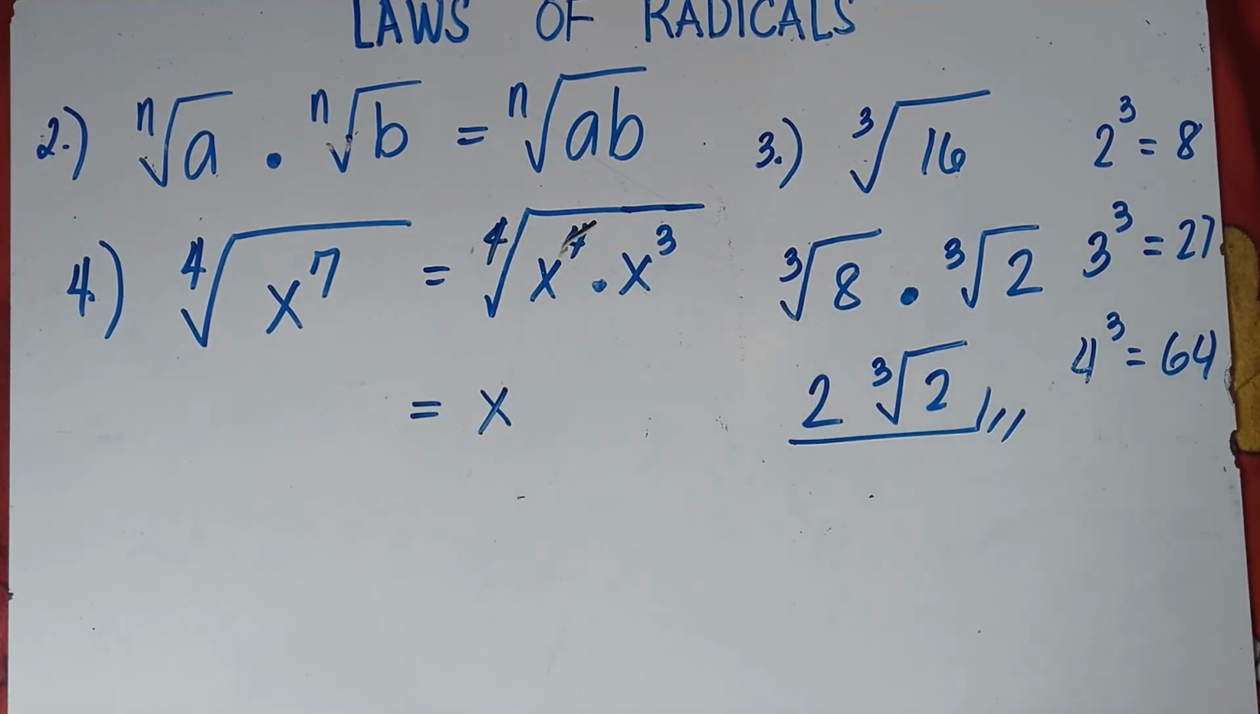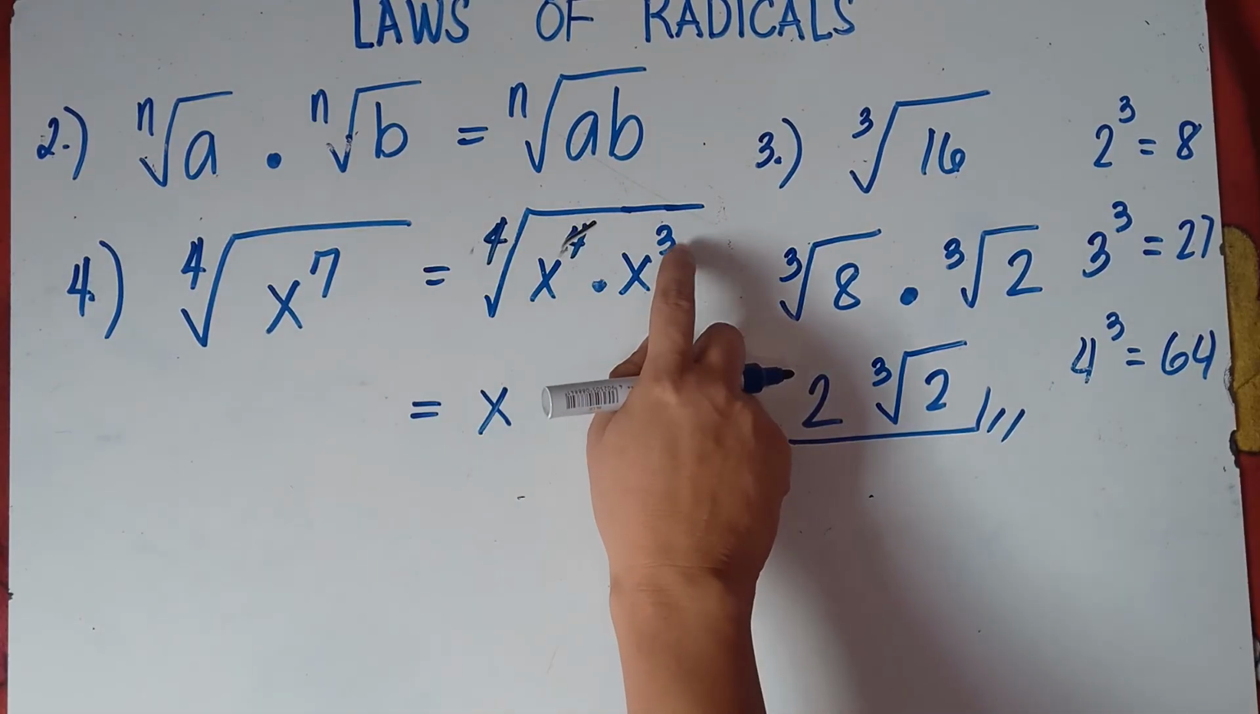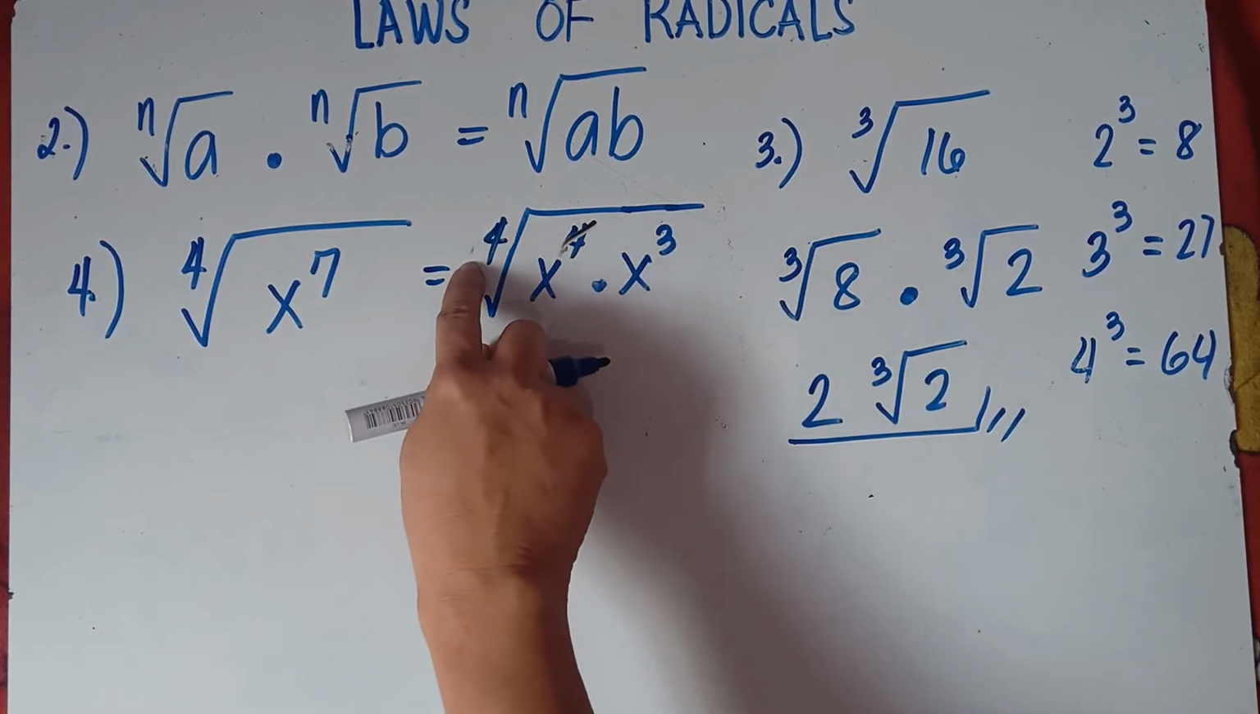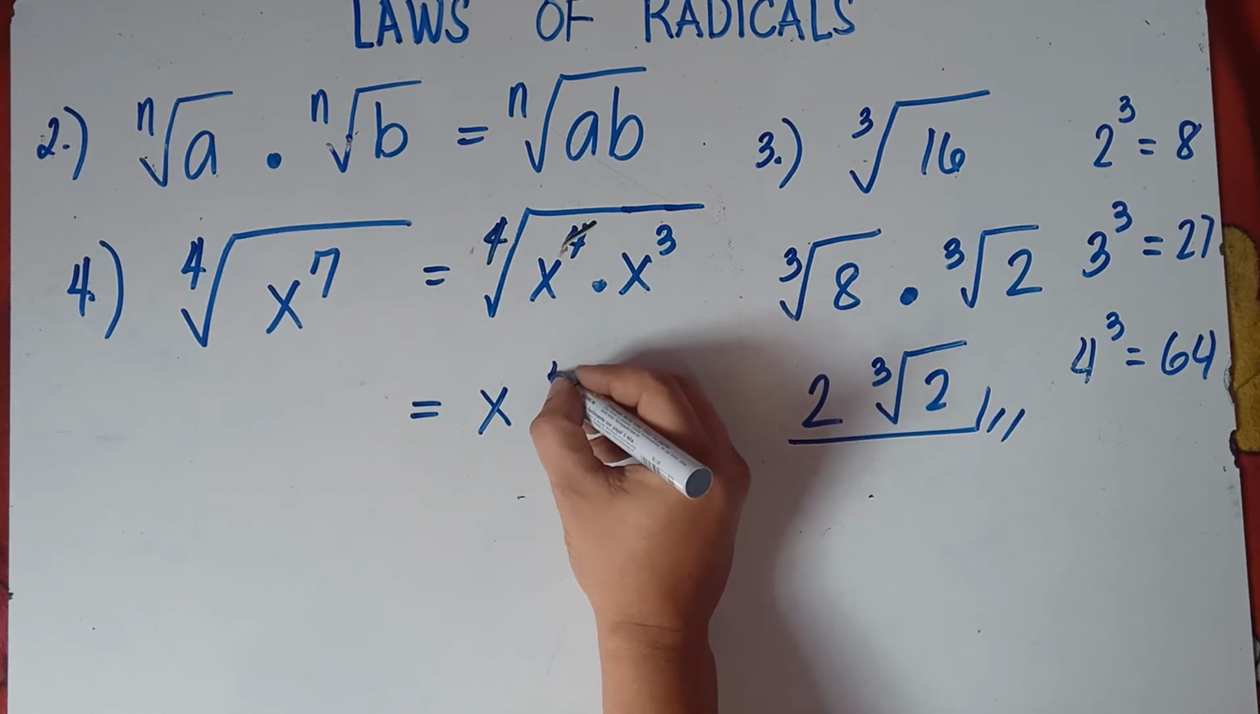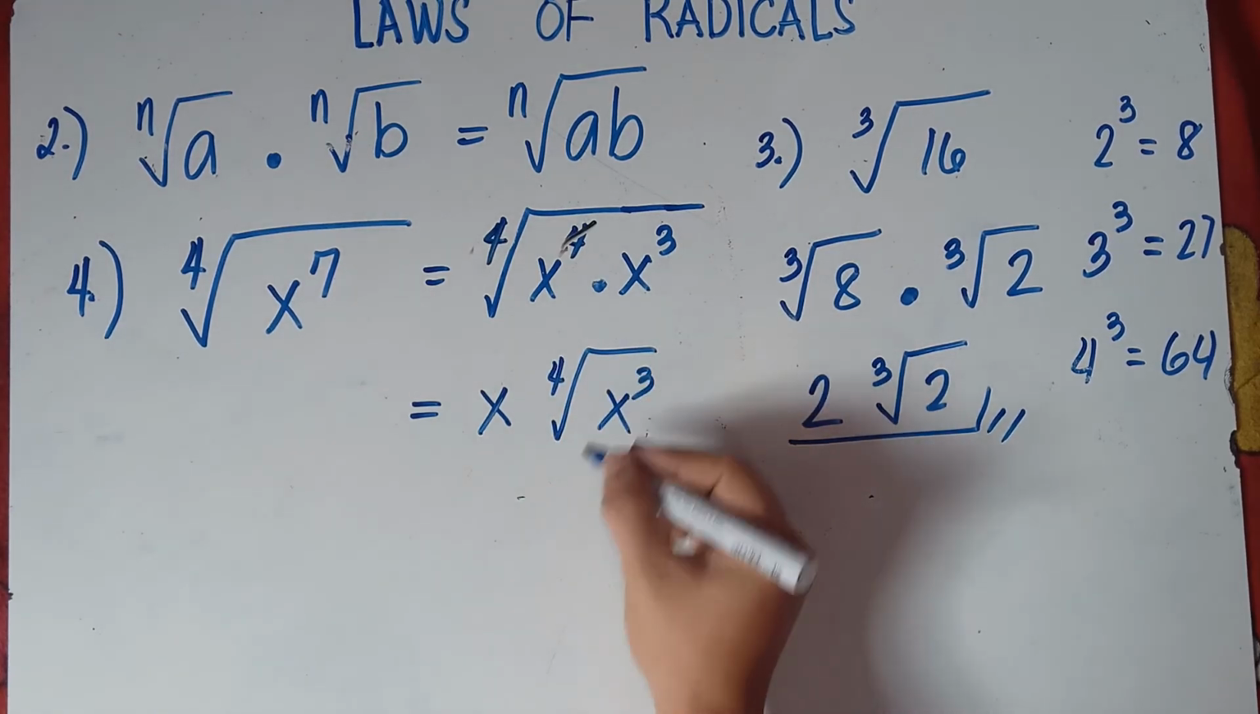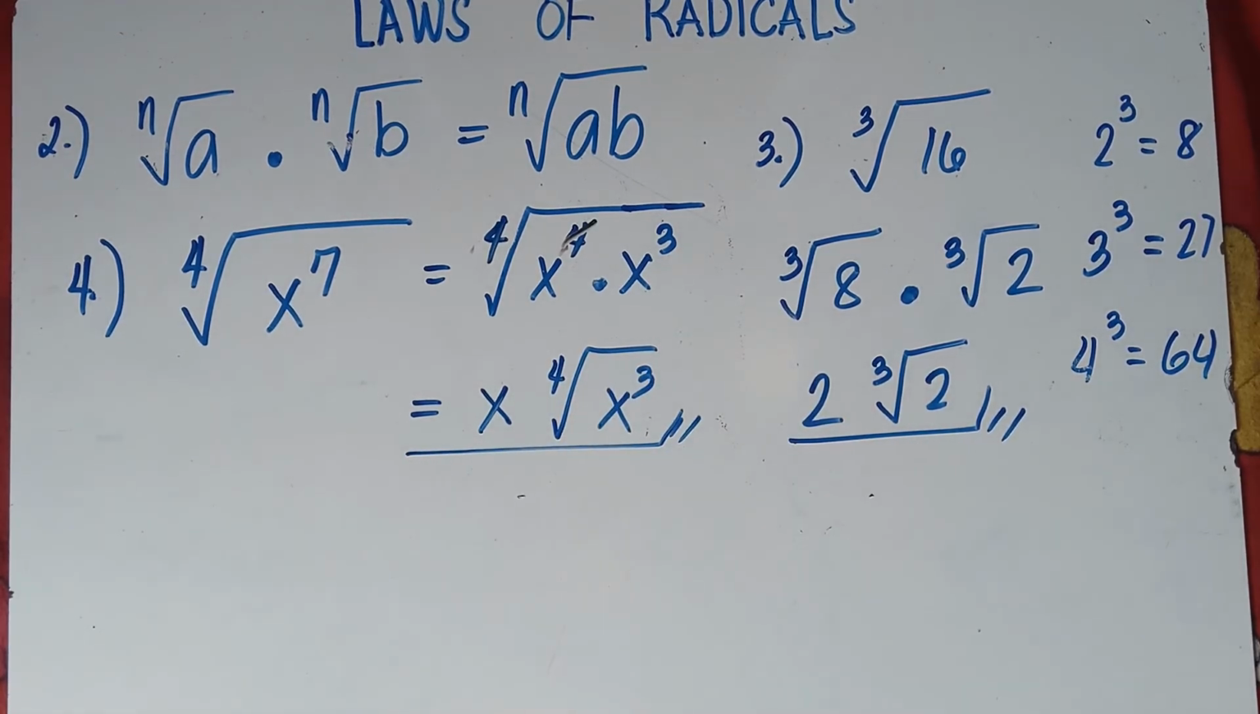So copy x, and then we cannot cancel this out because this is 3 and 4. 3 is not divisible by 4. So simply copy the fourth root of x cubed. So that would be our answer, class.